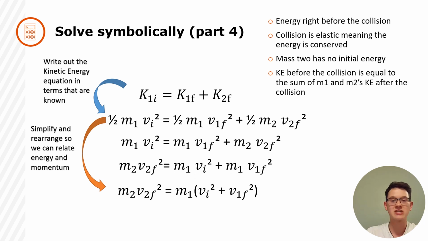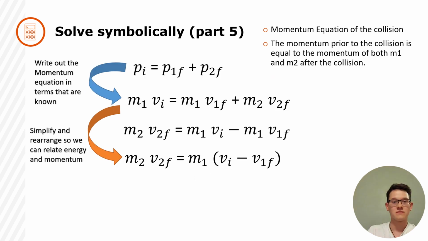The simplification is what requires some foresight because we want it to relate to the momentum so that we can use elimination later. We can now complete similar steps from the previous calculation, but now using momentum. We know the initial momentum before the collision is equal to the momentum of both mass 1 and mass 2 after the collision, which allows us to set up the above equation.